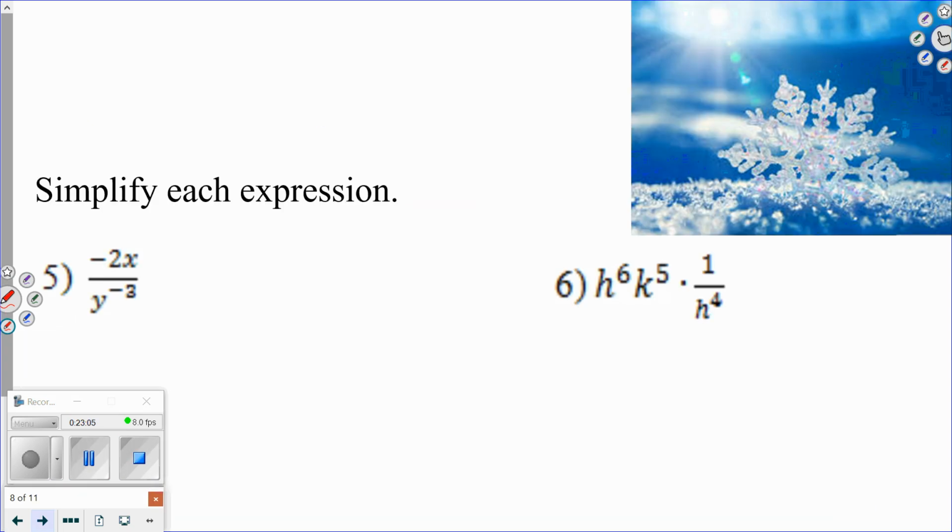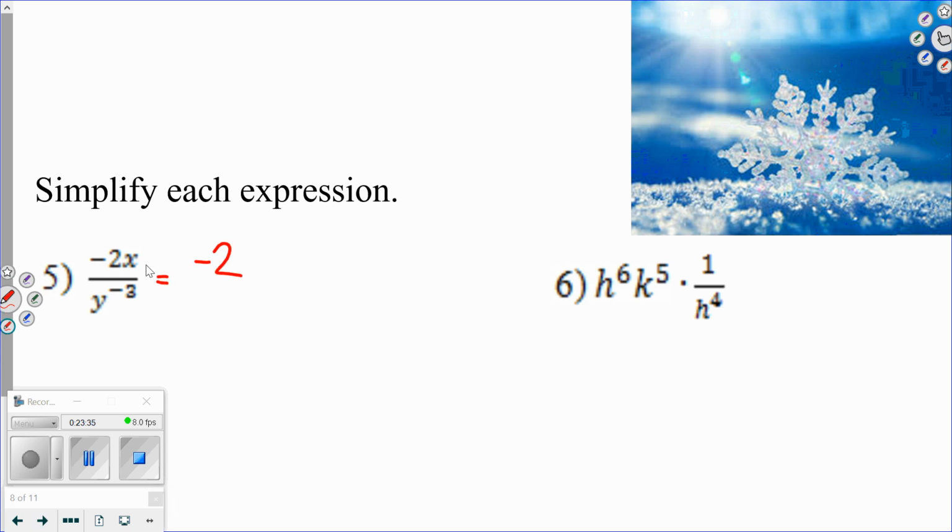Okay, number 5, negative 2x over y to the negative 3. Do I have anything that needs to be distributed? Nope. Do I have any like terms? Nope. Do I have any negative exponents? Yeah. So what needs to move? Just the y? Do I need to move the 2? I can have a negative number. I can't have a negative exponent.